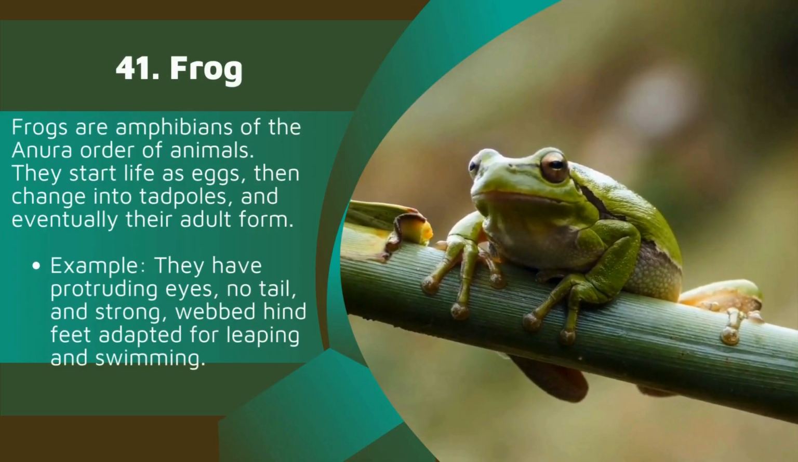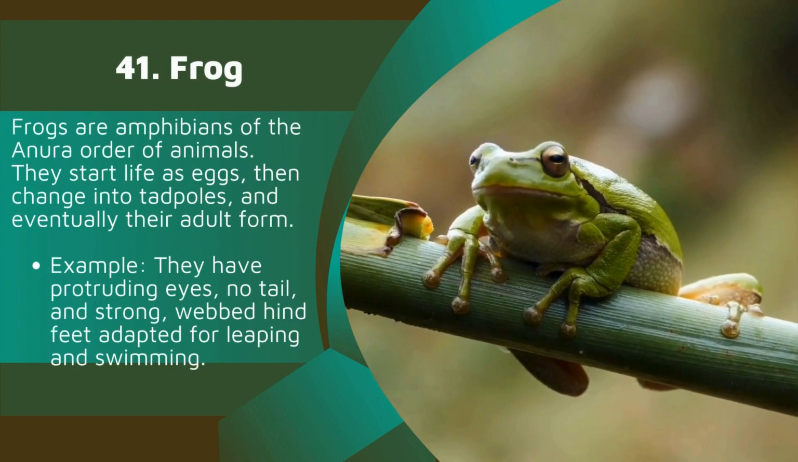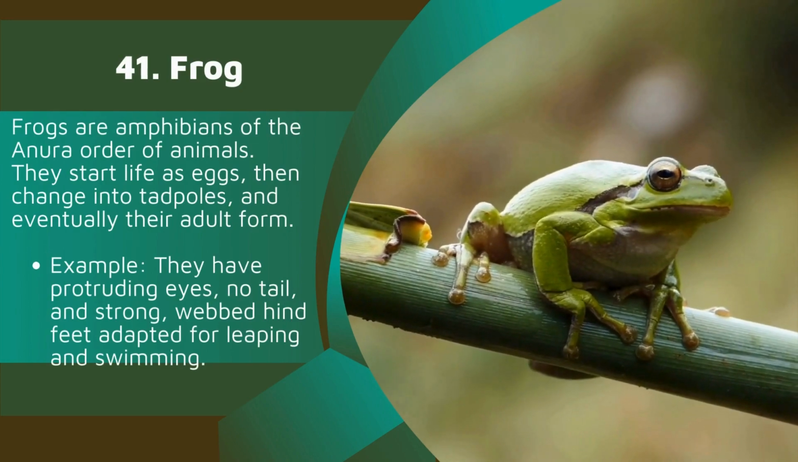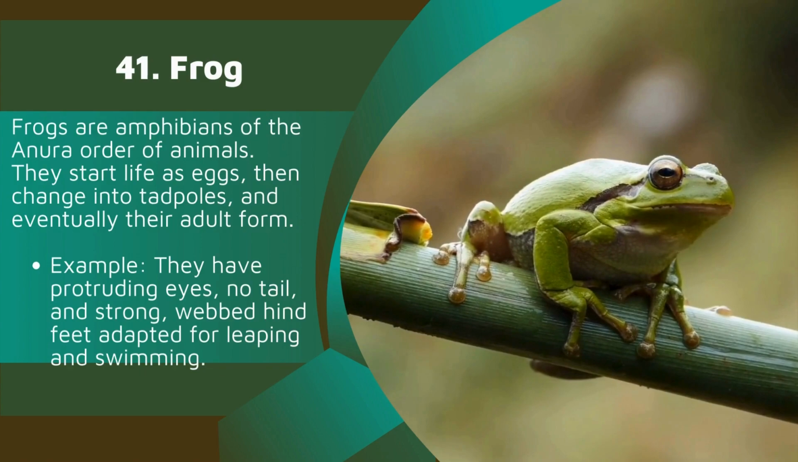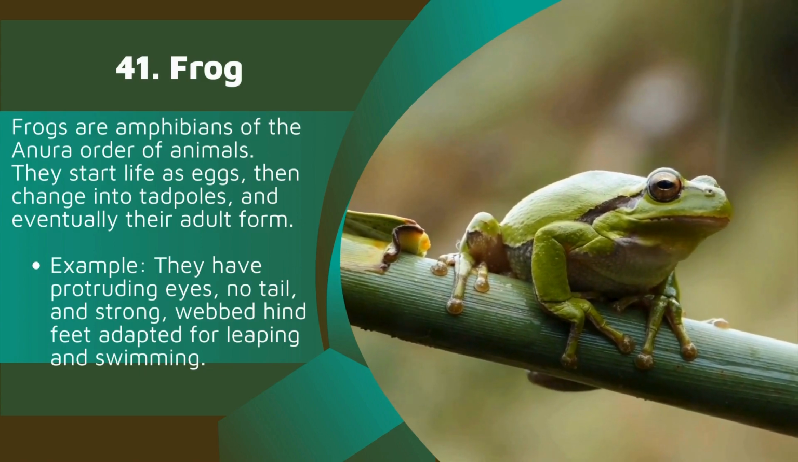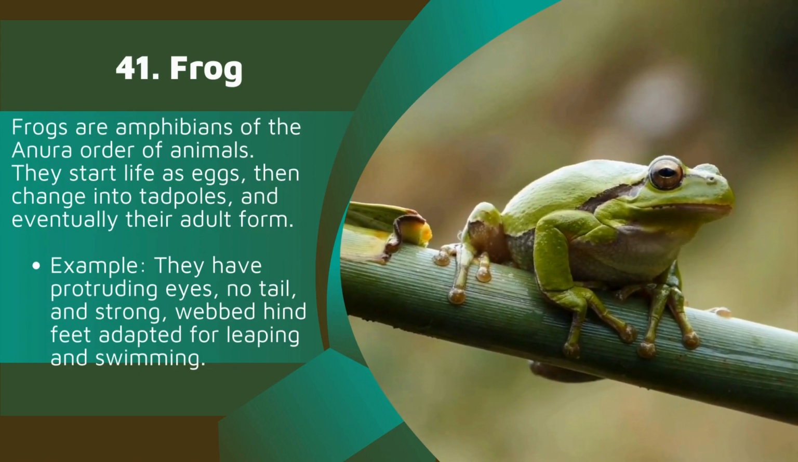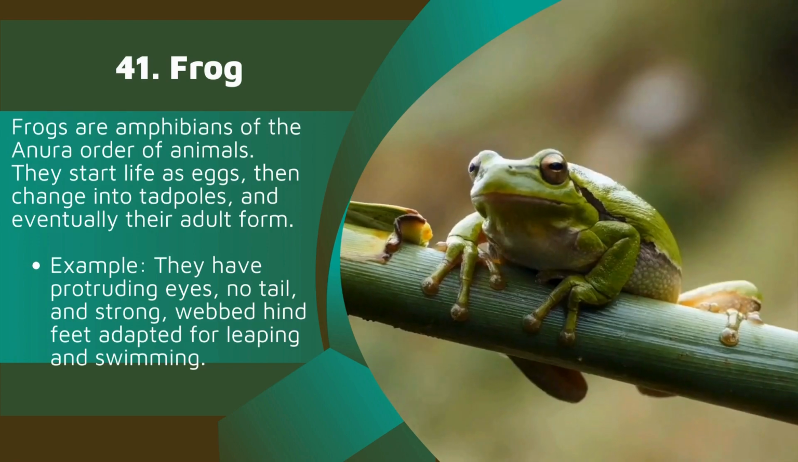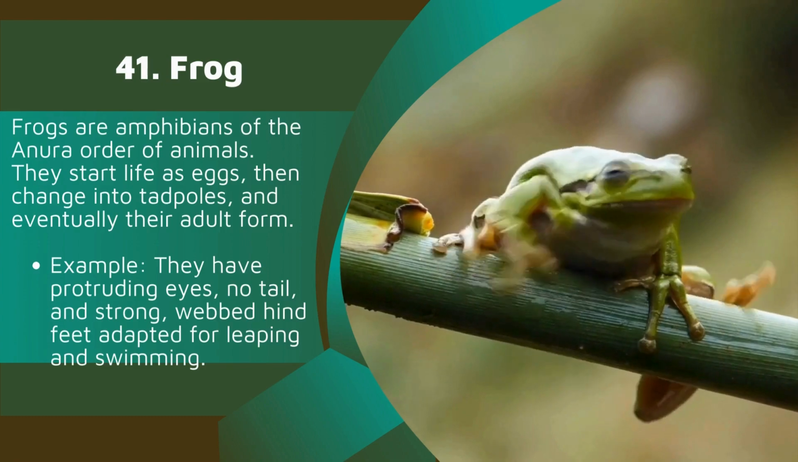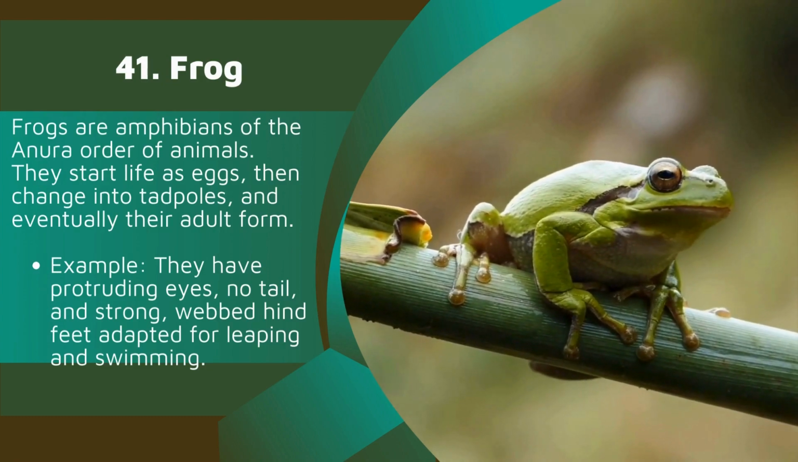41. Frog. Frogs are amphibians of the Anura order of animals. They start life as eggs, then change into tadpoles, and eventually their adult form. Example, they have protruding eyes, no tail, and strong, webbed hind feet adapted for leaping and swimming.